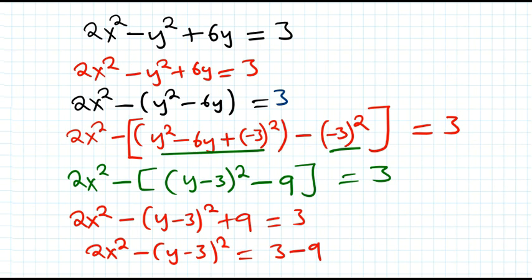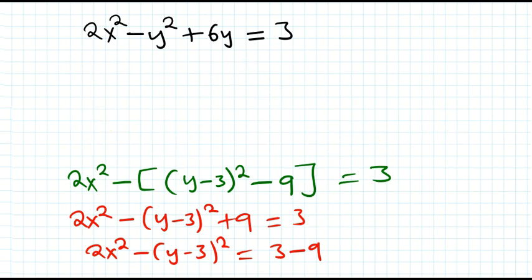Okay, what do we end up with? So we're going to end up with 2x squared, right? 2x squared minus y minus 3 squared, and then is equal to negative 6.